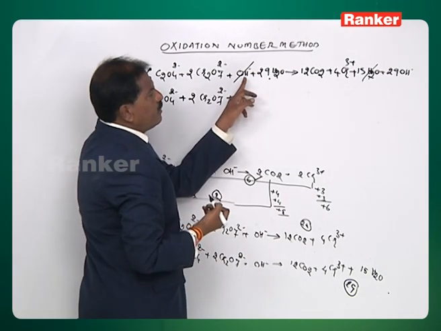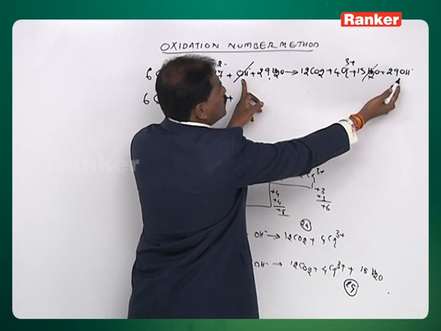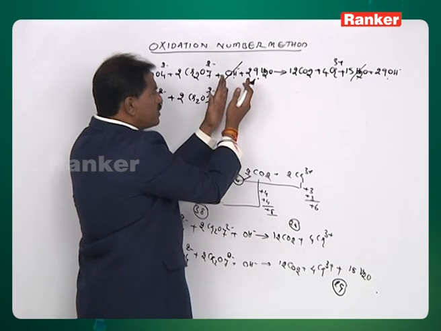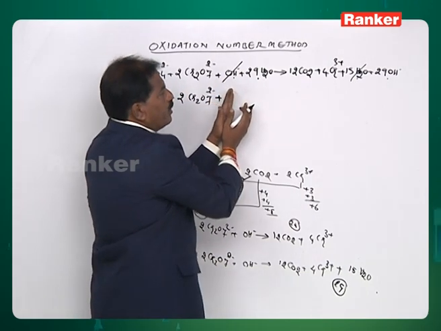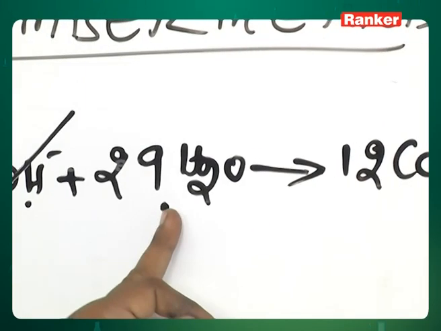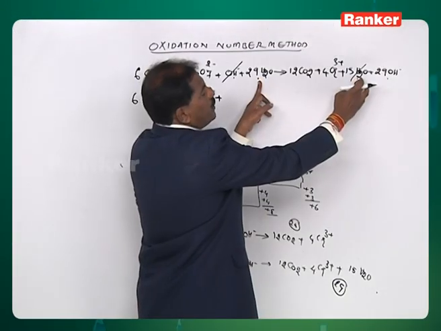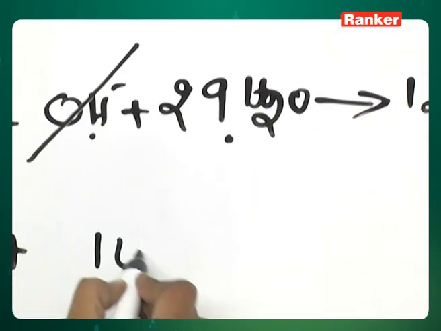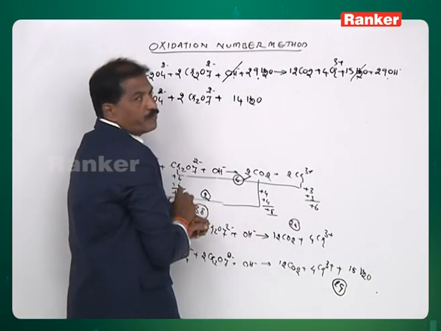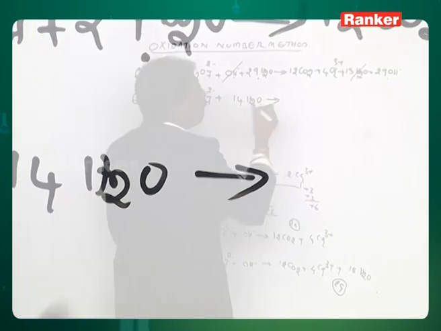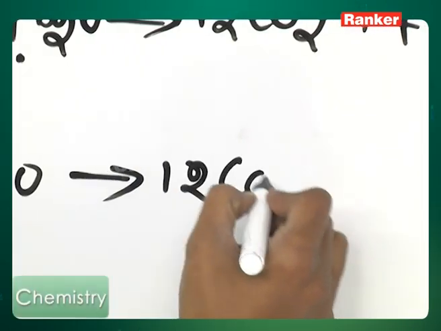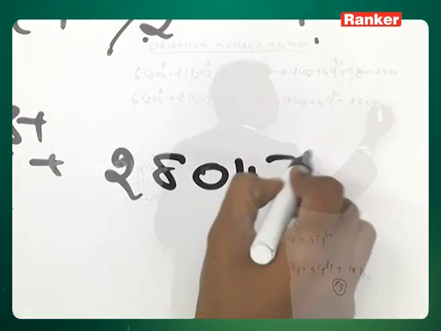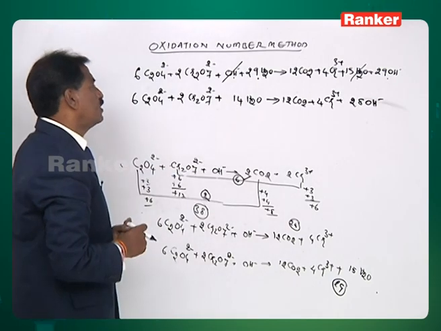Next this side, 29 OH groups are present. This OH group is present this side. We have cancelled this OH group. Therefore this side we don't get the OH groups. Next, water molecules. Here 29 water molecules are present. Here 15 water molecules are present. So this 15, here 15, you cancel them. So how many will still be left? 14 H2O will be left. Next 12 CO2 plus 4 Cr3 plus plus 28 OH minus. Now all the atoms and the charge have been balanced.